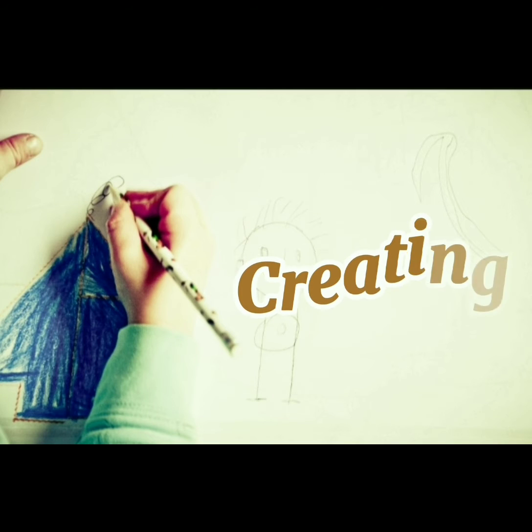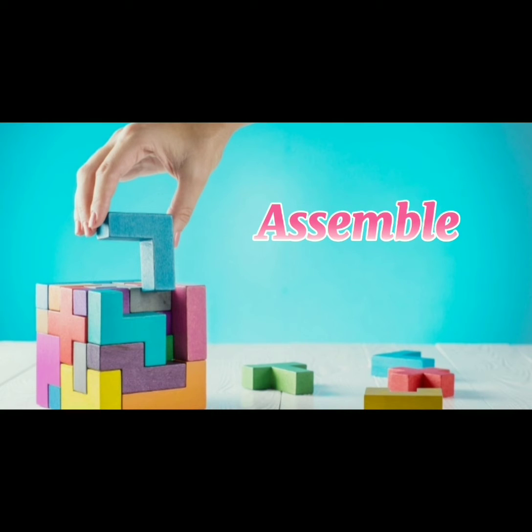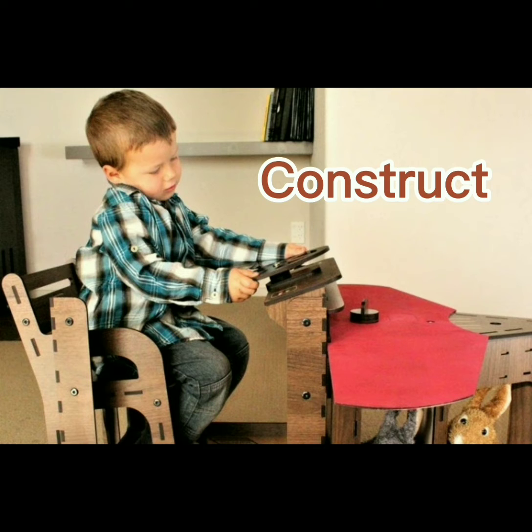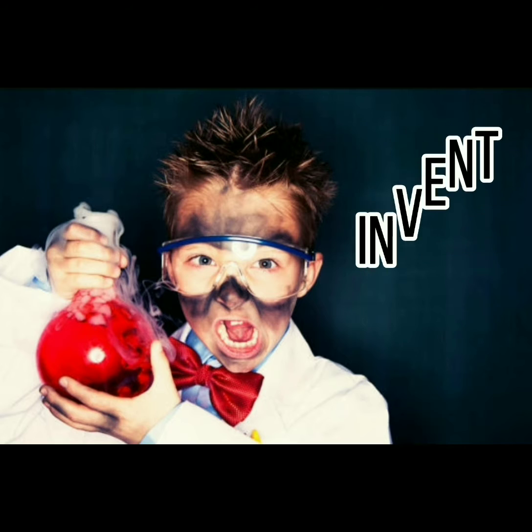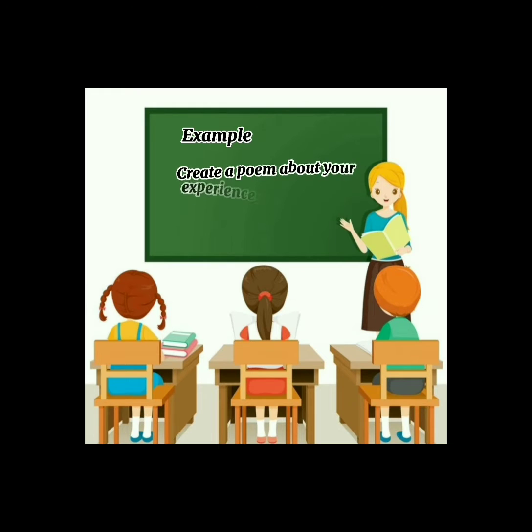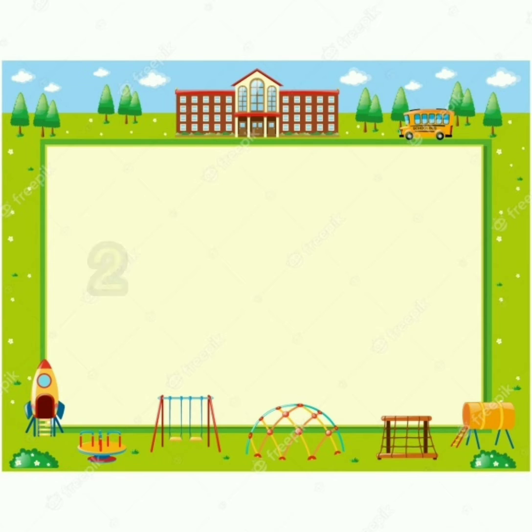So let's start with creating. In the revised Bloom's taxonomy, creating is considered to be the highest level of thinking. Students would be able to assemble, construct, create, design, or invent at this level. So for example, students are asked to create a poem about their experience on COVID-19.